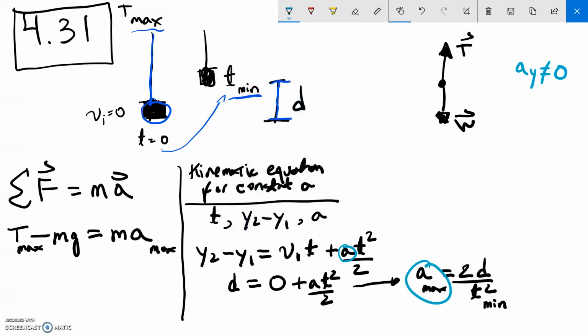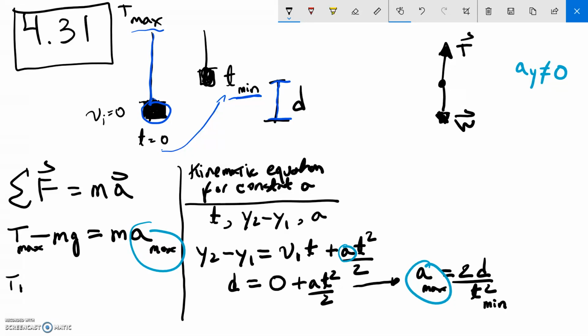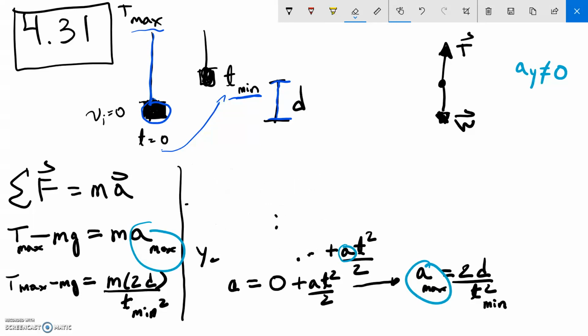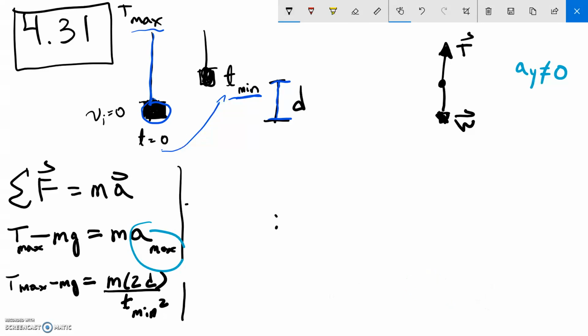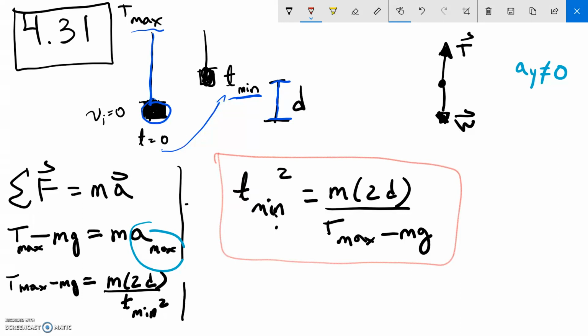I can plug in the a max I get from this equation all the way up here to get the following. Then after that, it all becomes algebra. As pesky as it is, it's still algebra. I solve for t min squared and get the following. And that's your final answer. If you plug in the numbers given by the book, then you will get 2.59 seconds.